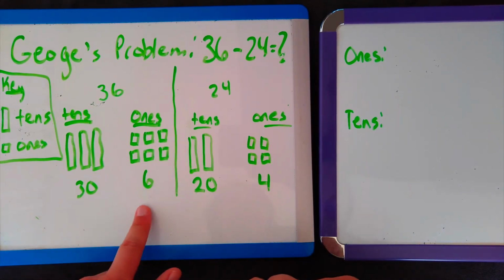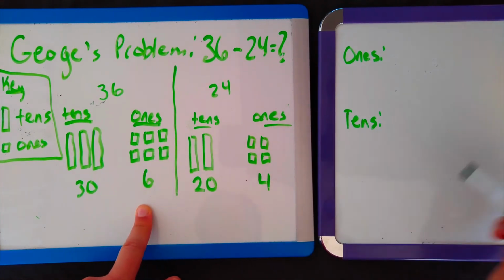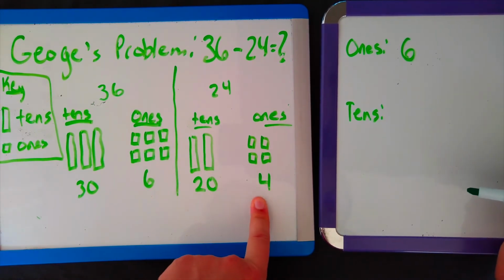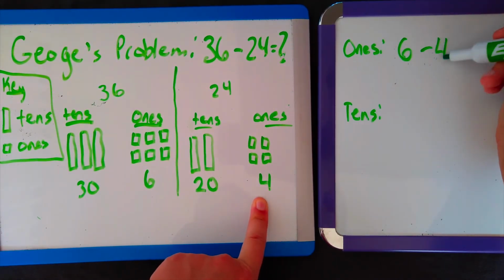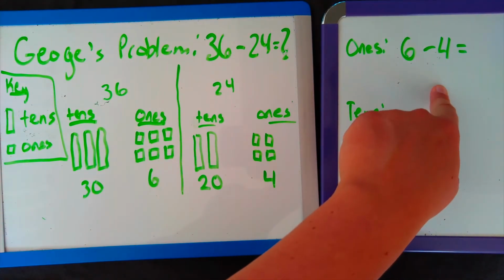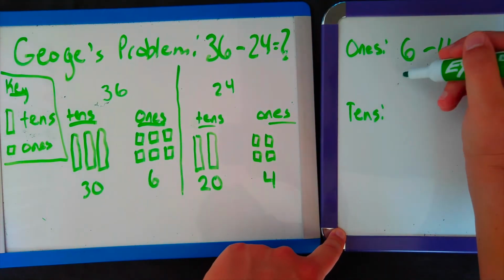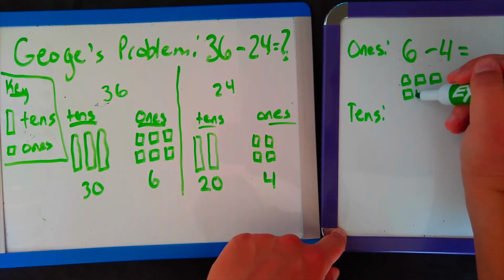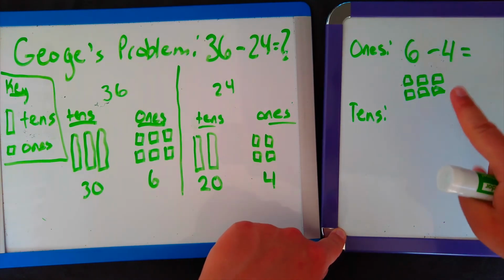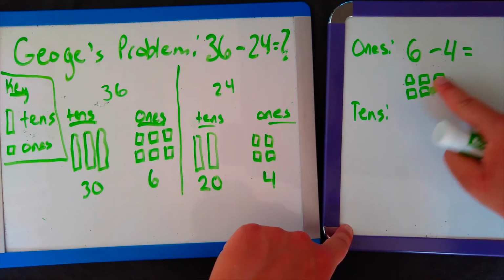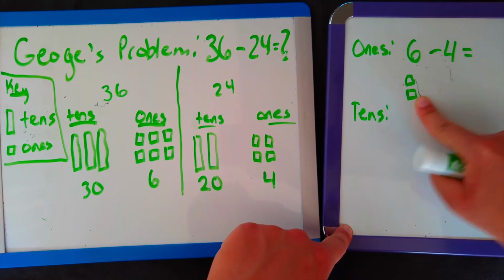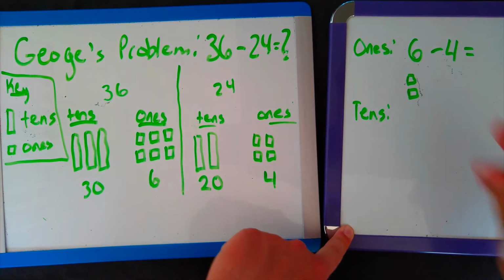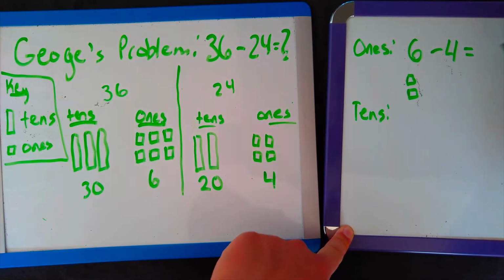So first we have our 1s, and we're going to write the larger number first, 6, and then subtract or take away 4. Now, what is 6 minus 4? Well, let's see. If we have 6 squares that represent 1s, so 1, 2, 3, 4, 5, 6, and then we take away 4 of these. 1, 2, 3, 4. How many are we left with? That's right, 2. So 6 minus 4 equals 2.